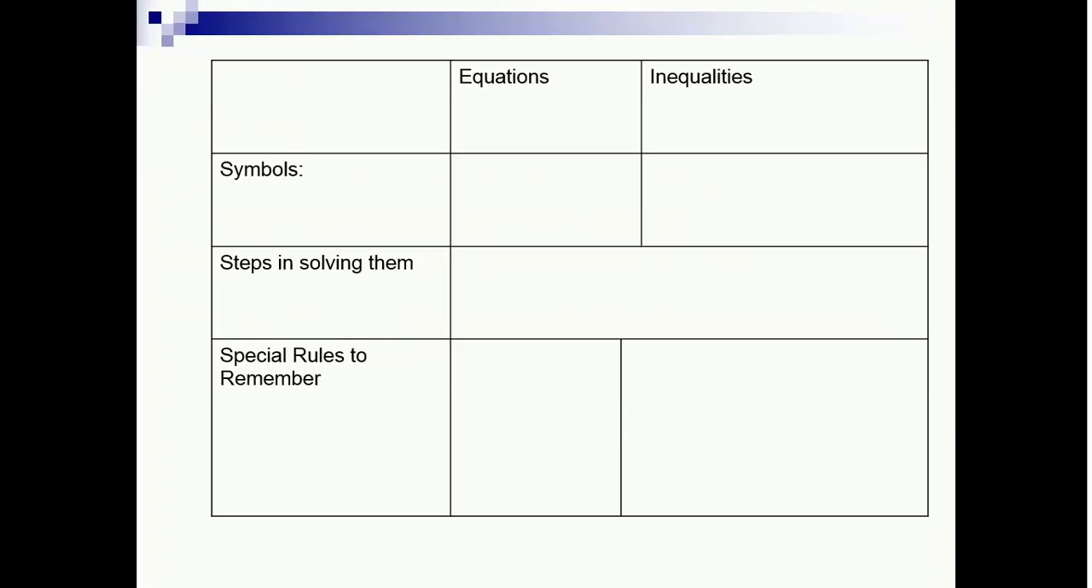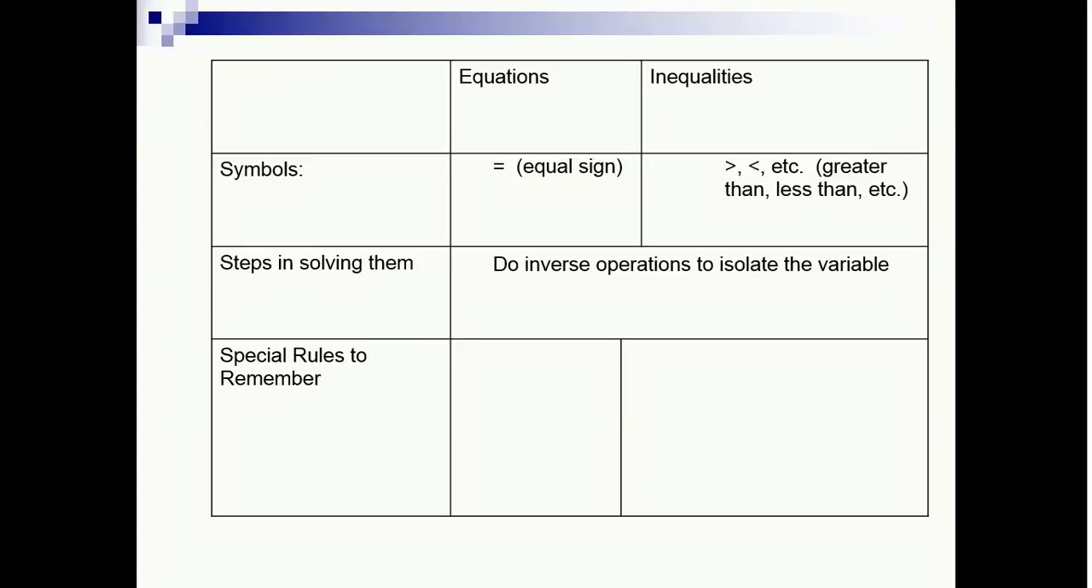So, what's the difference? Equations, inequalities. Well, equations, they have an equal sign. That's why they're called equations. Inequalities have what's known as inequality signs. So less than, greater than, greater than or equal to, less than or equal to, etc. Steps in solving them: you're going to do exactly the same thing. You're going to do inverse operations to isolate the variable. You got to get him alone. He does not do well with others.